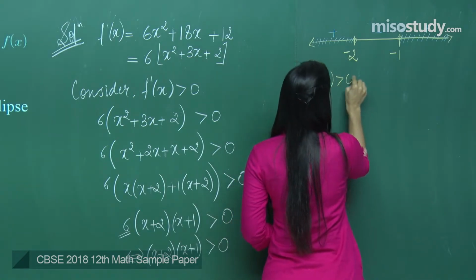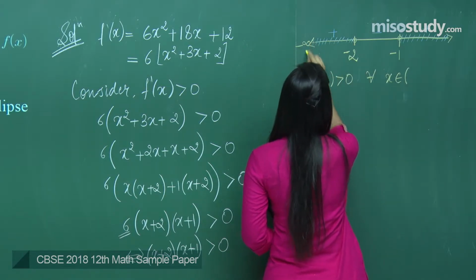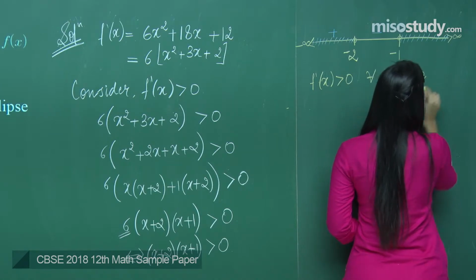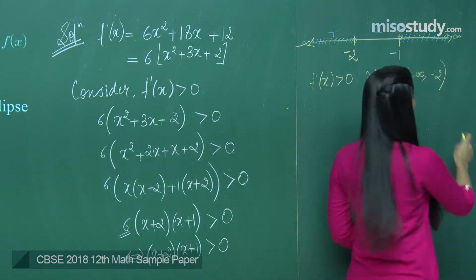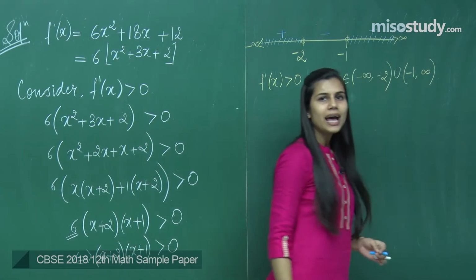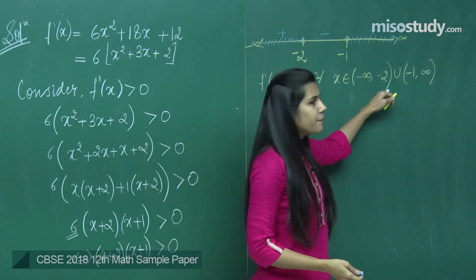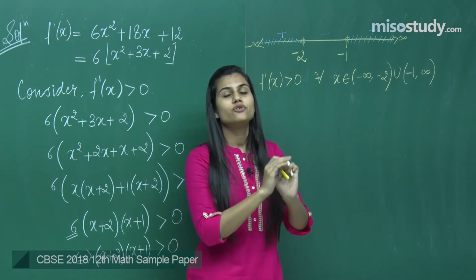F dash x is greater than 0 for all x belonging to this portion, which is given by what representation? Starts from minus infinity, goes up till minus 2 excluding minus 2. Union starts from minus 1 excluding minus 1 and goes till infinity. This is what is the portion where f dash x is greater than 0 if I have checked my entire real line.